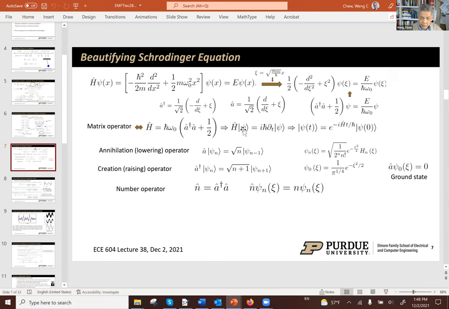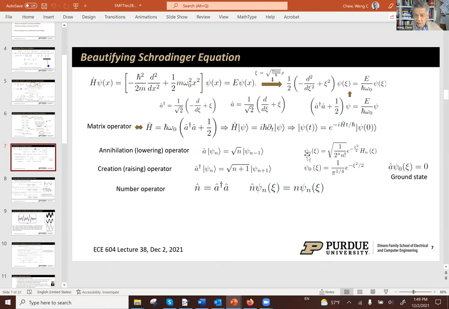And if you were to use the creation operator, or the a dagger, and operate it on the photon number state, you get the higher photon number state. And this photon number state means that there are n plus one photons buried in the oscillation. This means only n photons buried in the oscillation. That's why this is called a lowering operator, whereas this is called a raising operator.